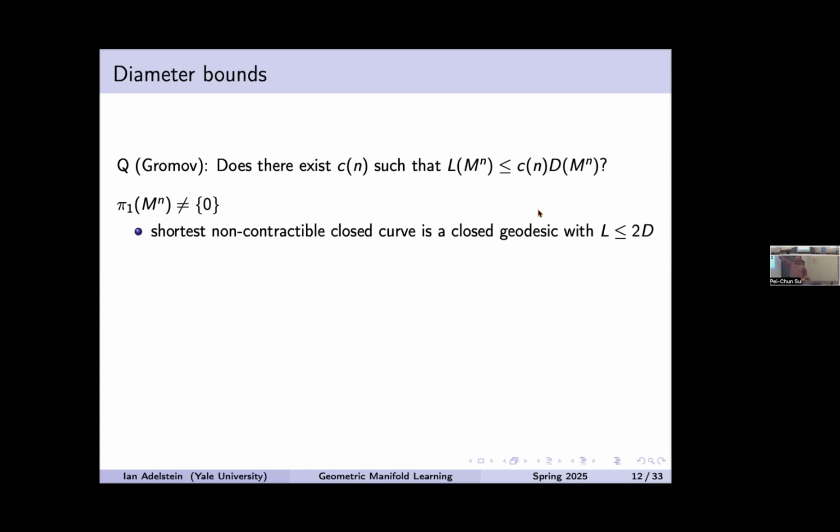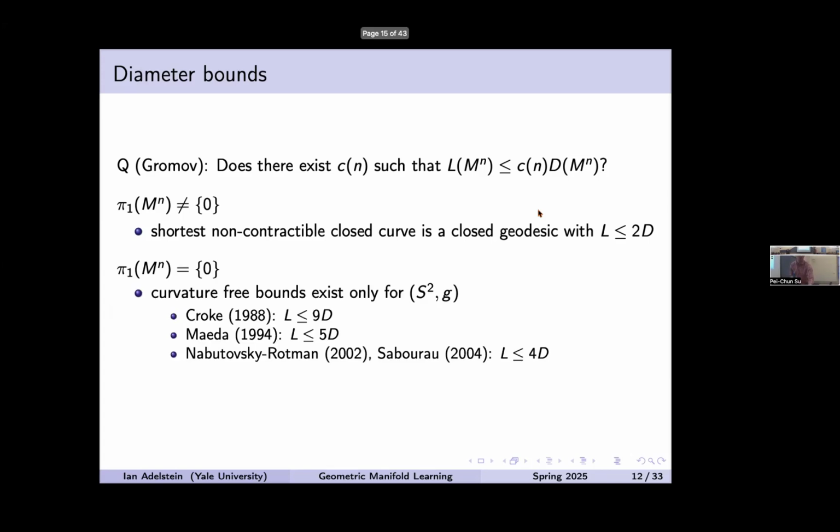And again, the topology helps us. So in the non-simply connected case, the shortest non-contractible closed curve, we already knew it was a closed geodesic, but now I can say it has length bounded above by twice the diameter. And the reason is because if I take the shortest non-contractible closed curve and I look at a pair of antipodes, if they were more than the diameter apart, then there'd be a shortcut. And that shortcut would contradict the fact that this was the shortest in its family, right? So yeah, easy when the space is not simply connected. So of course, the next question is, well, what about on the two-sphere? And then there's this series of results. So people have been bringing this constant down.